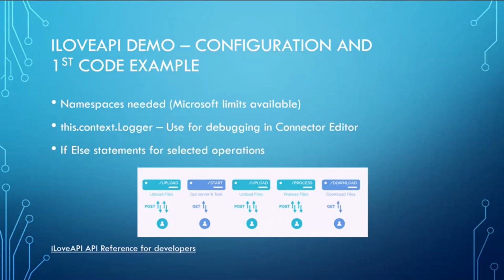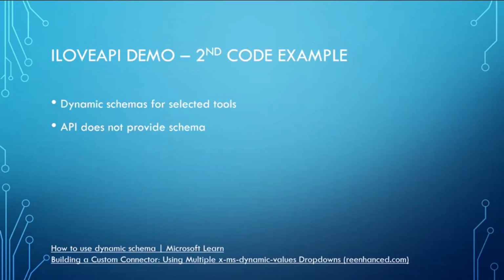Just so I don't have to switch back, let me review the second code example that I'll be showing. One of the things that we're doing when we're making this connector action easy for end users is we're going to provide a drop-down list of all of the tools that are available for the service.